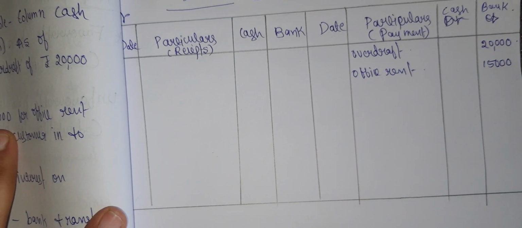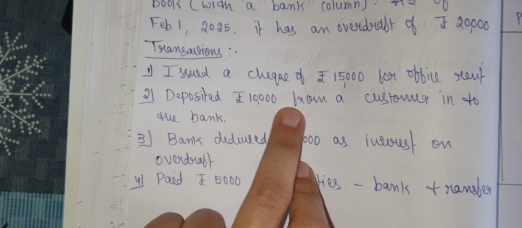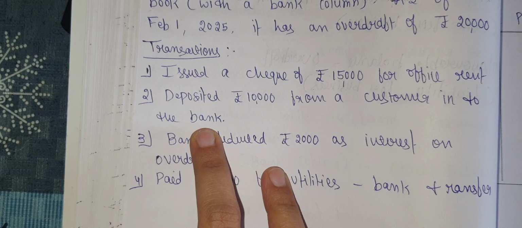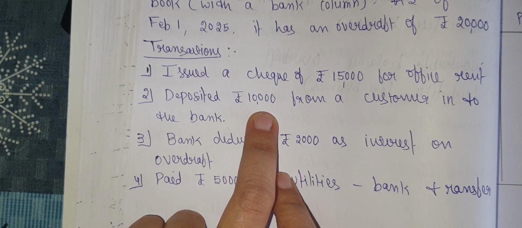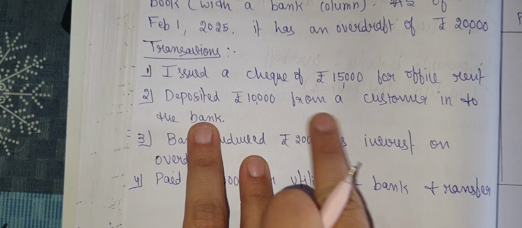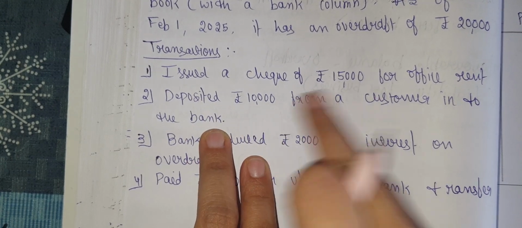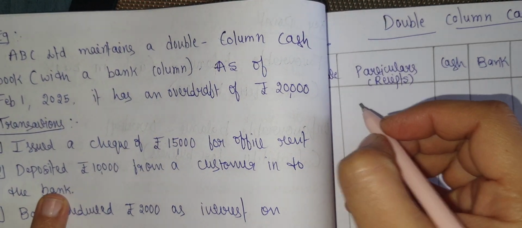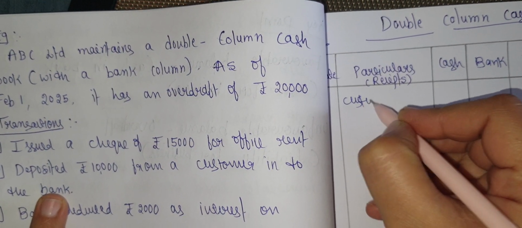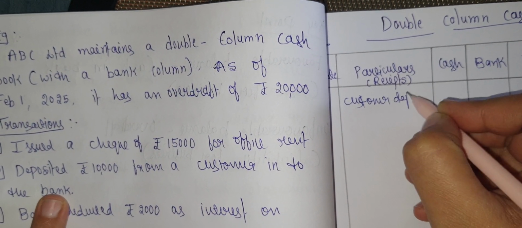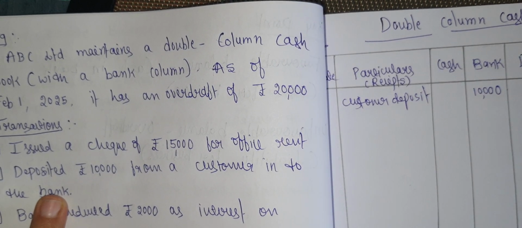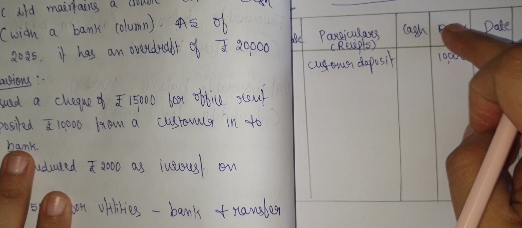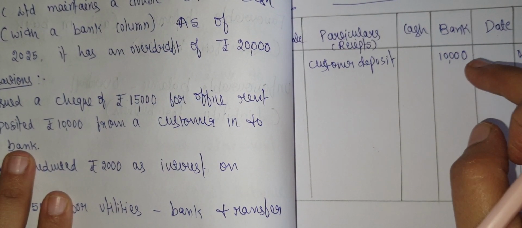Next one, deposited rupees 10,000 from a customer into the bank. Deposited means we are receiving the cash, but the customer directly deposited that amount into the bank. Means it comes in the debit side, means in the receipt side. Customer deposit, that is rupees 10,000. In the bank column, we have to record the amount.